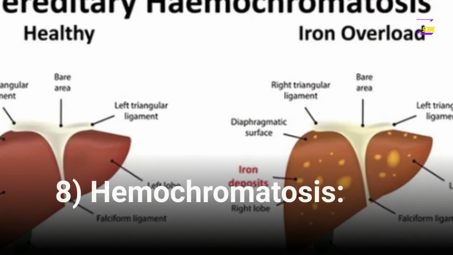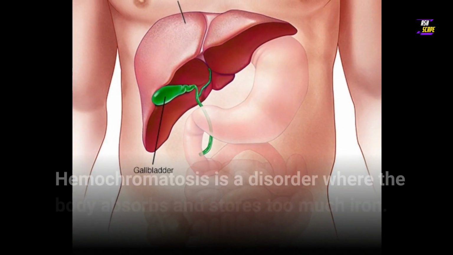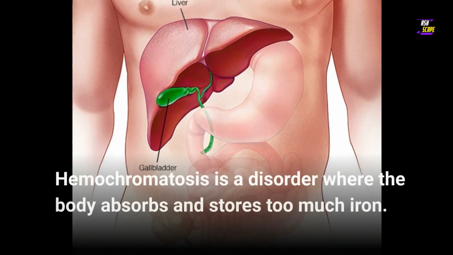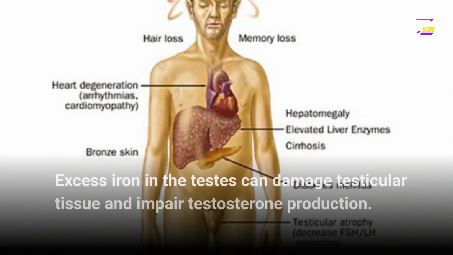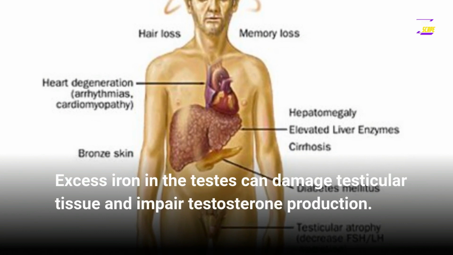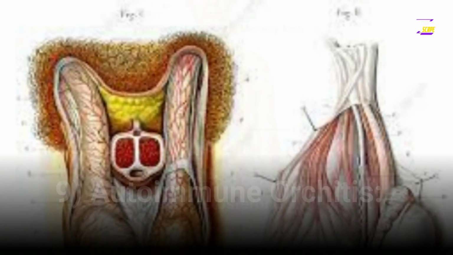8. Hemochromatosis. Hemochromatosis is a disorder where the body absorbs and stores too much iron. Excess iron in the testes can damage testicular tissue and impair testosterone production.